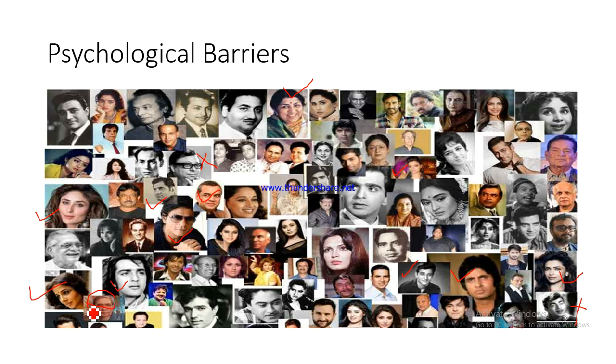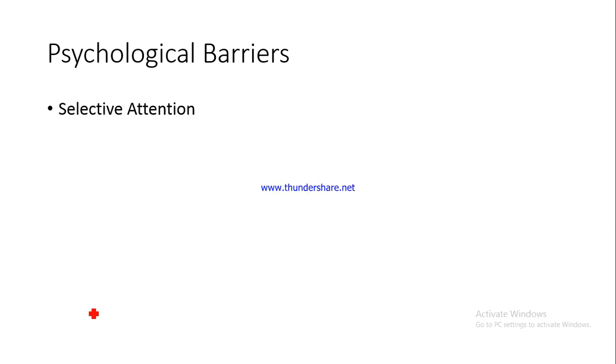Focusing only on a few things is selective attention, and being able to retain only a few things is selective retention. And because of this, if I ask you who all were there in this particular photograph, you would not be able to recall all of them. And this is a barrier in communication. Resistance to change is another barrier in communication.